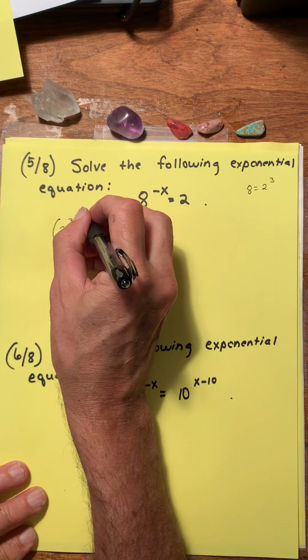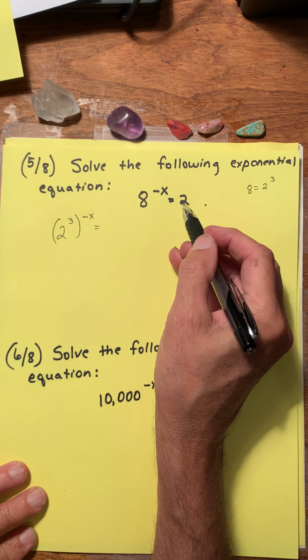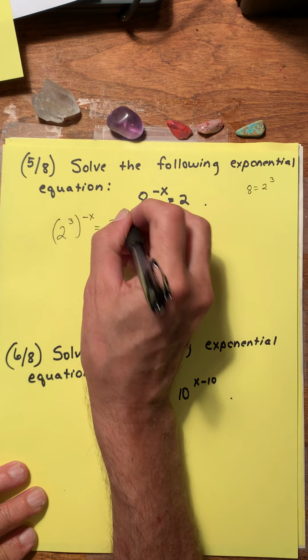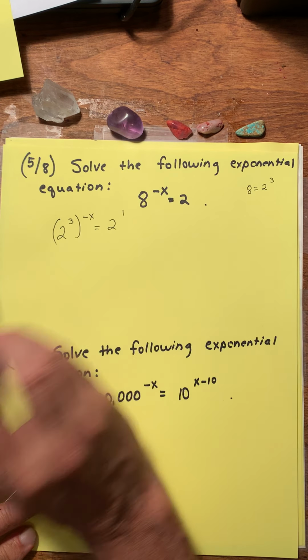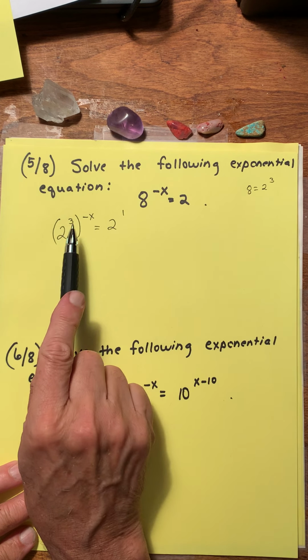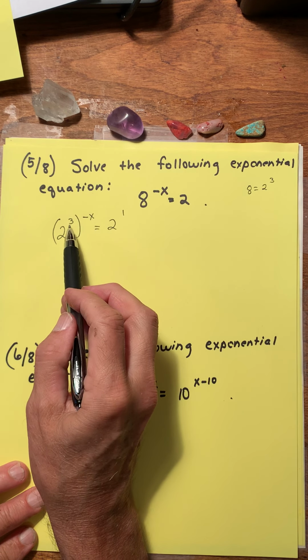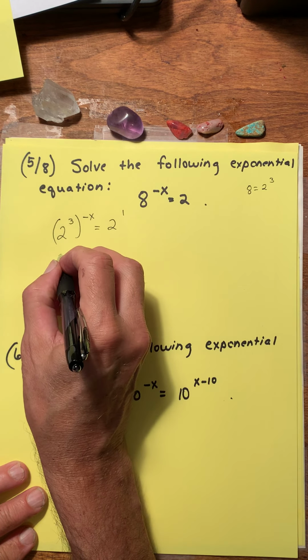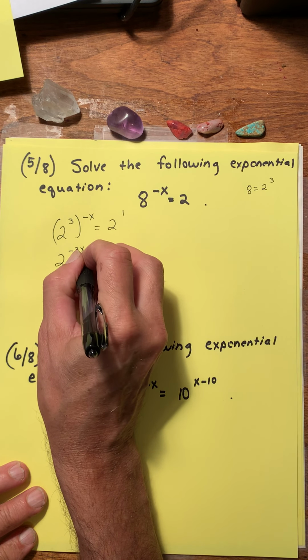But it's 8 to the negative x. Don't forget that other exponent. Now I'm going to go ahead and write 2 as 2 to the 1st. So I can see that they have the same base. They both have exponents. Look here. Power to a power. What do you do with these exponents? That's right, you multiply. Negative x times 3, negative 3x.